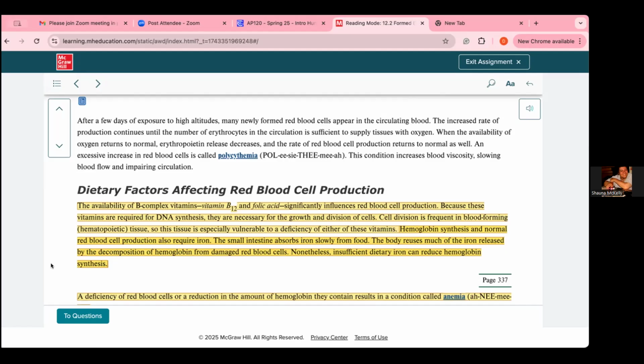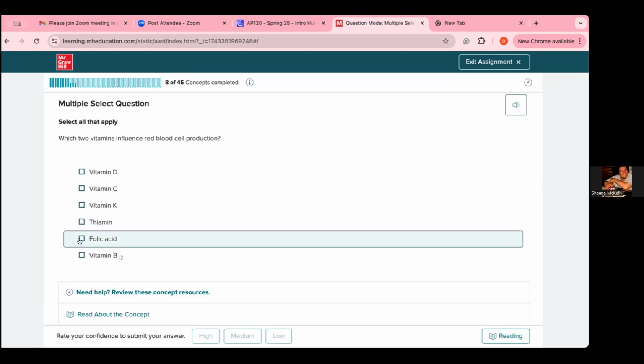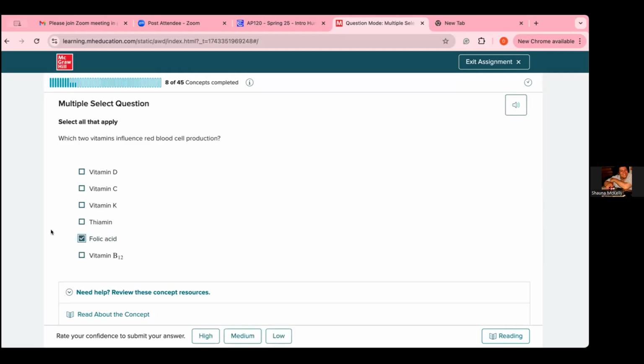Okay, so let's check your list. So, okay, B12 and folic acid. And the one below it, B12. Mm-hmm.